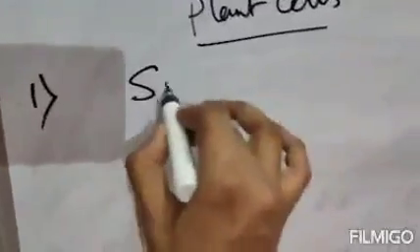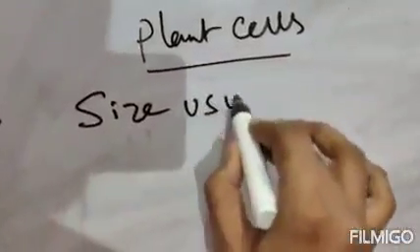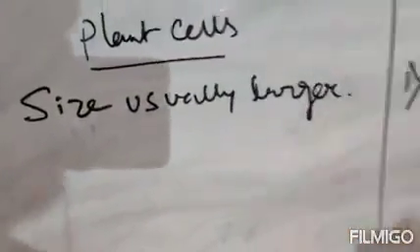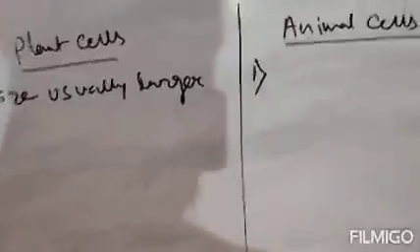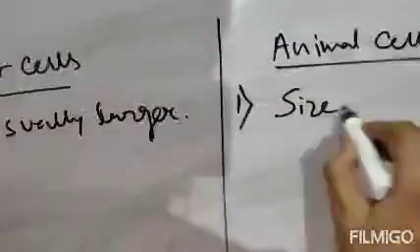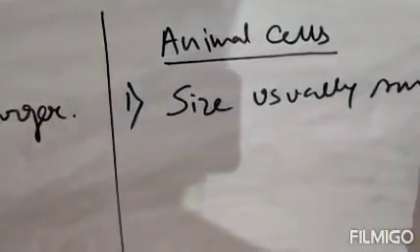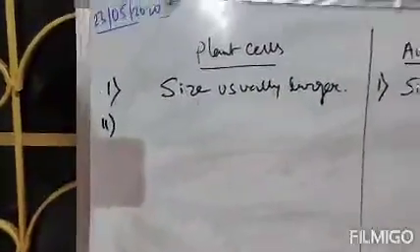Number one, a plant cell is usually very large. So you will write, size is usually larger than animal cell, but when it comes to animal cell, its size is usually smaller. So this is the number one difference. Clear?